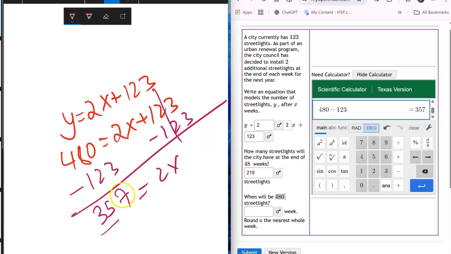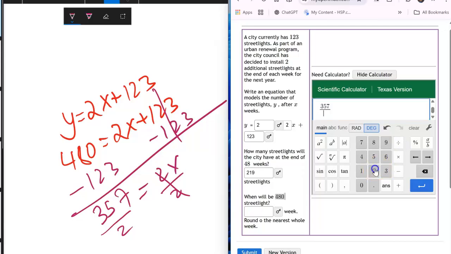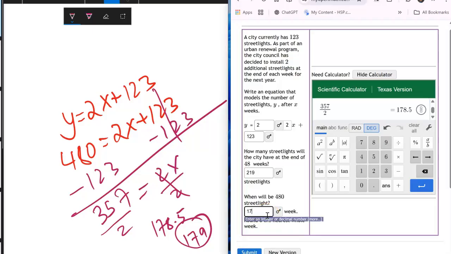And then you divide by 2. 357 divided by 2 gives you 178.5. The instruction tells you to round to the nearest whole week, so this is going to be 179 weeks. So you're going to put 179 here.